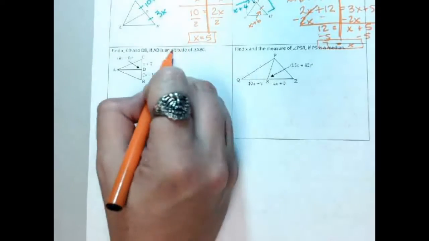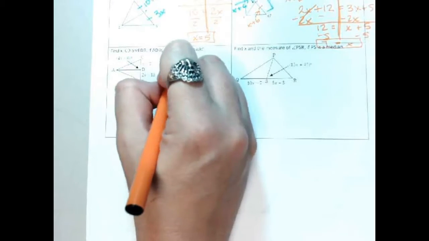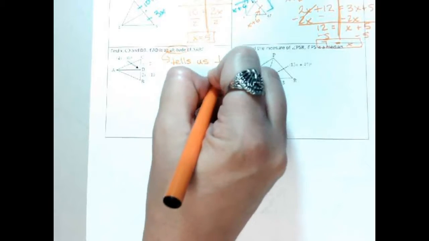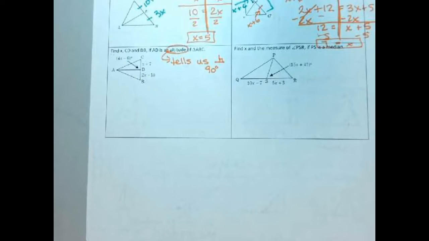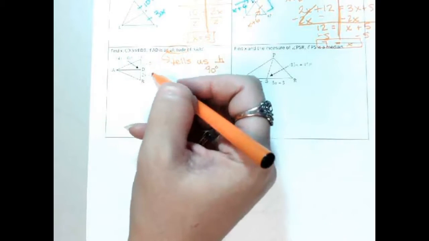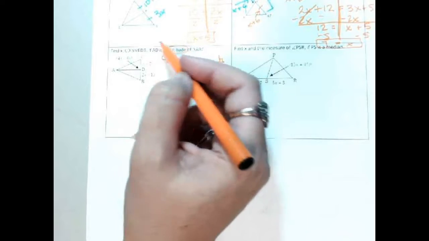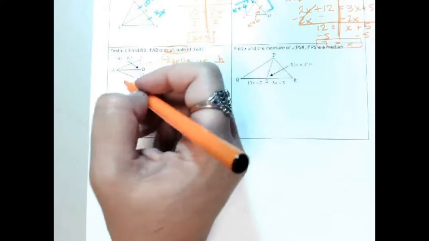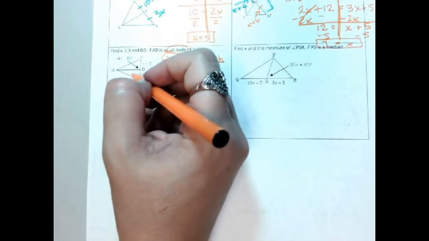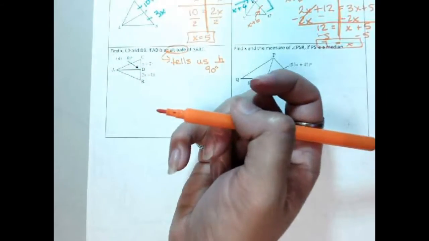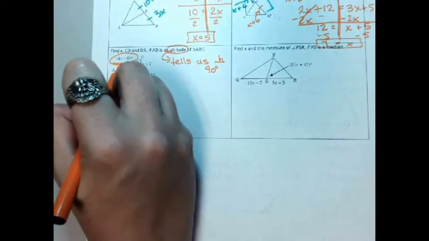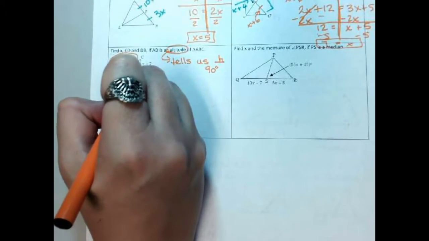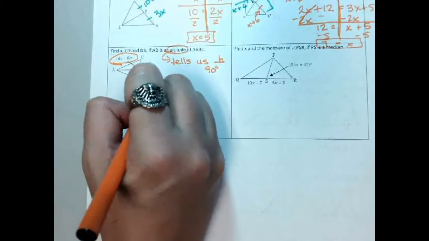Okay, on this one, it tells me that it's an altitude. What does that tell us? It tells us that it's perpendicular or 90 degrees. So, what do I know? Do I know these are equal? It doesn't say that it's a median, so I don't know those are equal. It might look isosceles, but it doesn't say it's isosceles, so I can't make that guess. What I do know is that this is 90 degrees. So this right here has to equal, that's that angle, it equals 90 degrees. 4x minus 6 equals 90.